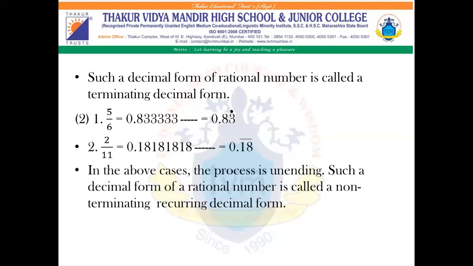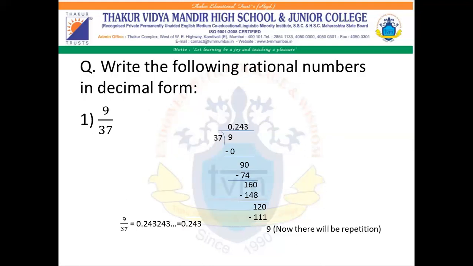In the above cases, the process is unending. Such a decimal form of a rational number is called a non-terminating recurring decimal form. Write the following rational numbers in decimal form. First question, 9 upon 37.